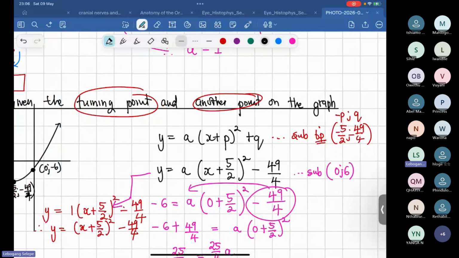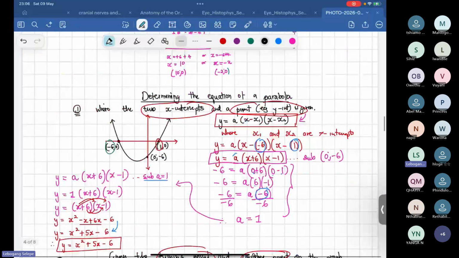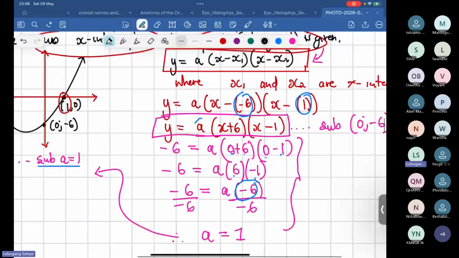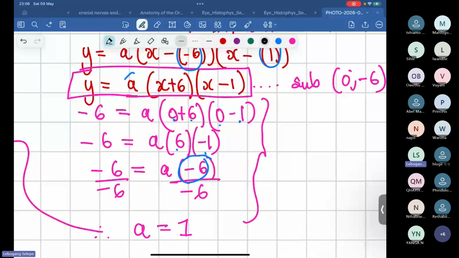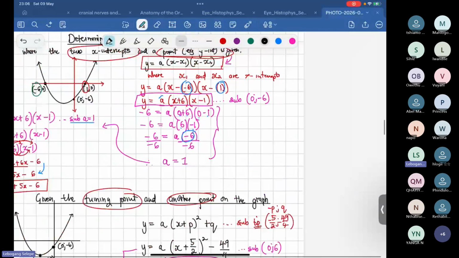Remember that the reason why you need another point on the graph for both methods is because at some point you need to figure out or solve for the value of A, and you can only do that if you have another point on the graph to substitute.